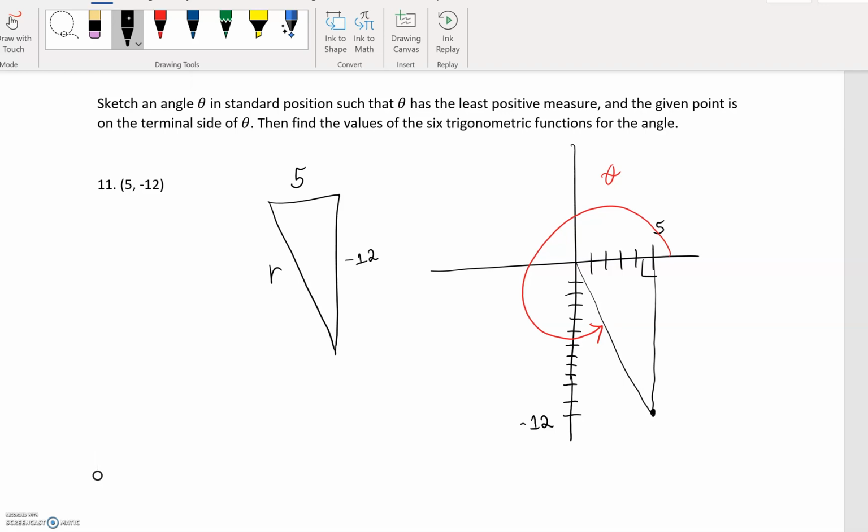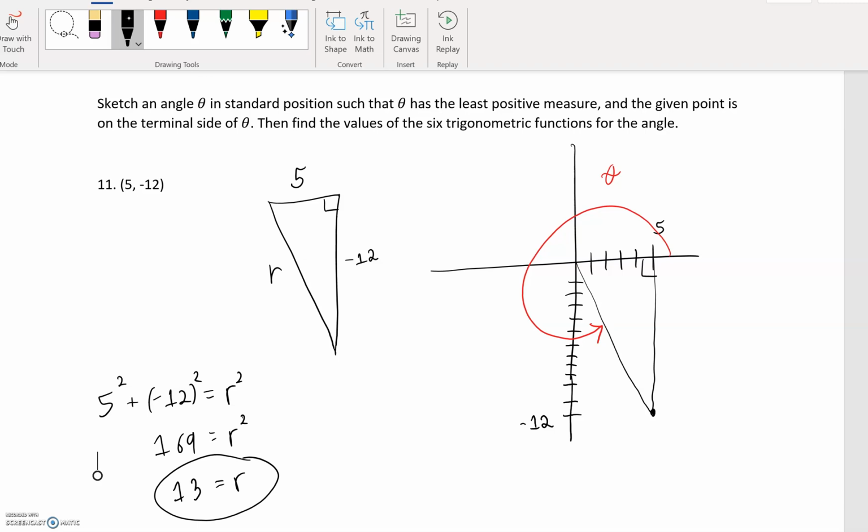So using the Pythagorean theorem, I can find that hypotenuse. We have 5 squared plus negative 12 squared equals r squared. From here, you should end up with r squared equals 169. So r is equal to 13. Remember that r, the distance from the origin to the point, has to be non-negative. So be sure to take the positive root when you take the square root of 169.